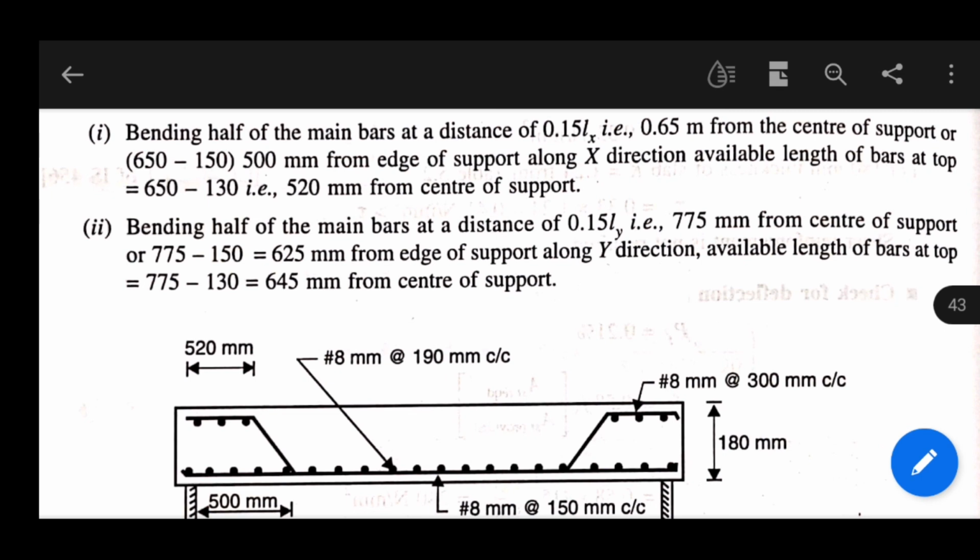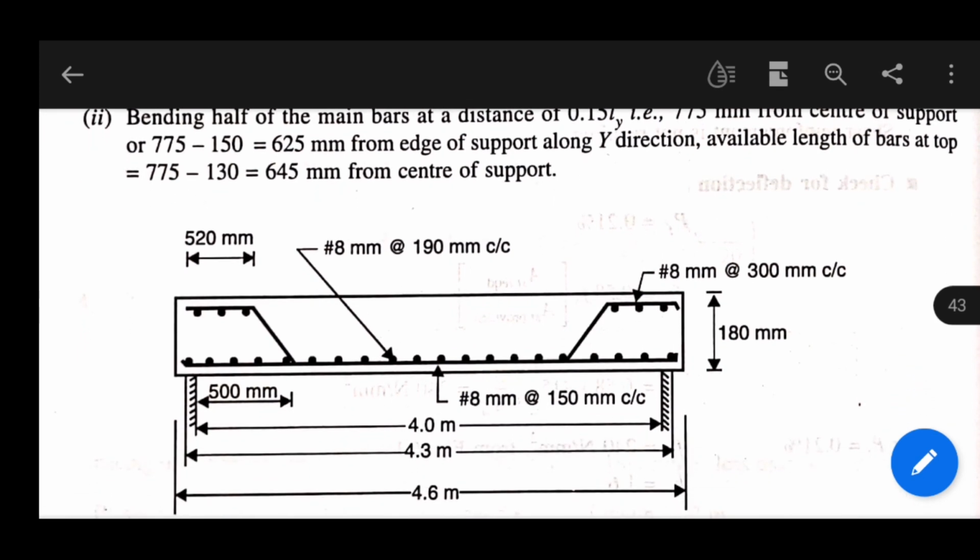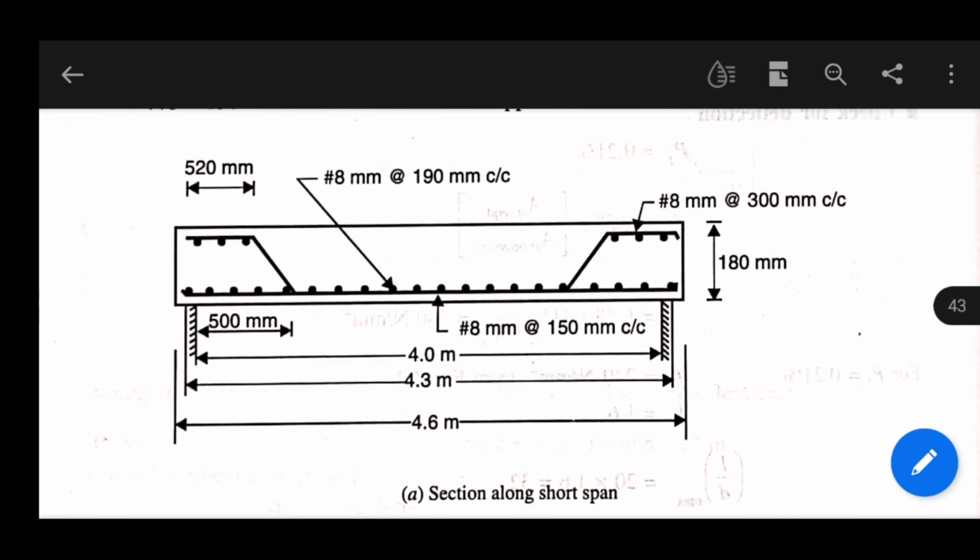So regarding this reinforcement arrangement, we have to draw the figures. So this is a longitudinal section of the short span. So you may see here the drawing. From the drawing you can understand the overall length, the effective length, everything, and the distance of the bent up bar. Everything is written in the drawing.